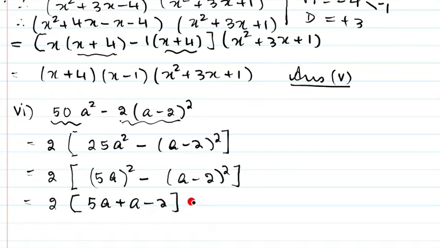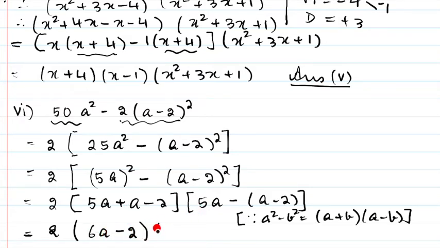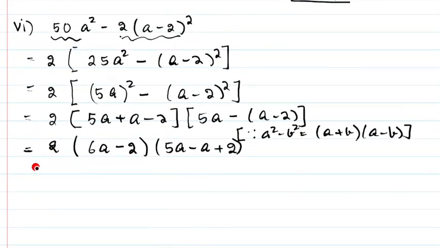So that will give us 2 into, now it will be 5a plus this, that is a minus 2, and the second bracket will be 5a minus a minus 2. And what have we done? Since a squared minus b squared is equal to a plus b into a minus b, correct? So we will have 2 into bracket here, 5a plus a is 6a minus 2, and here it will be 5a minus a, and here it will be plus 2. Let us see what happens now.